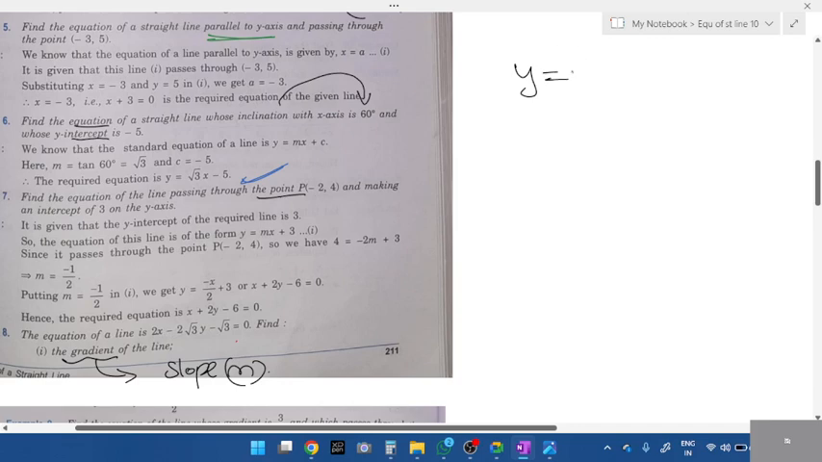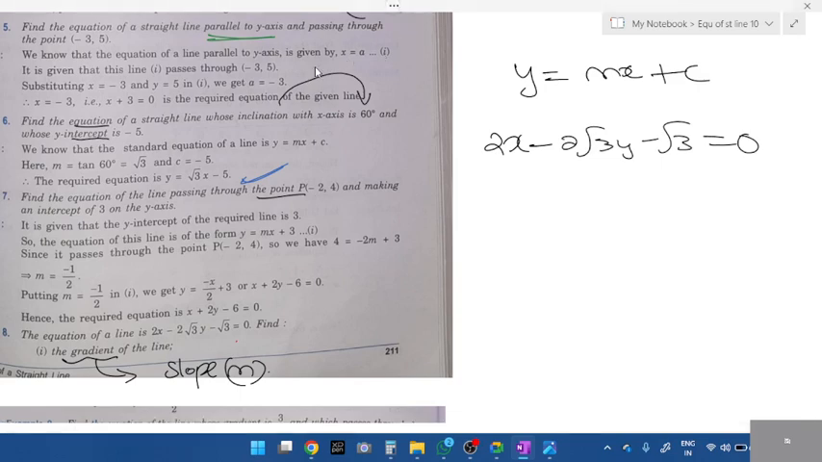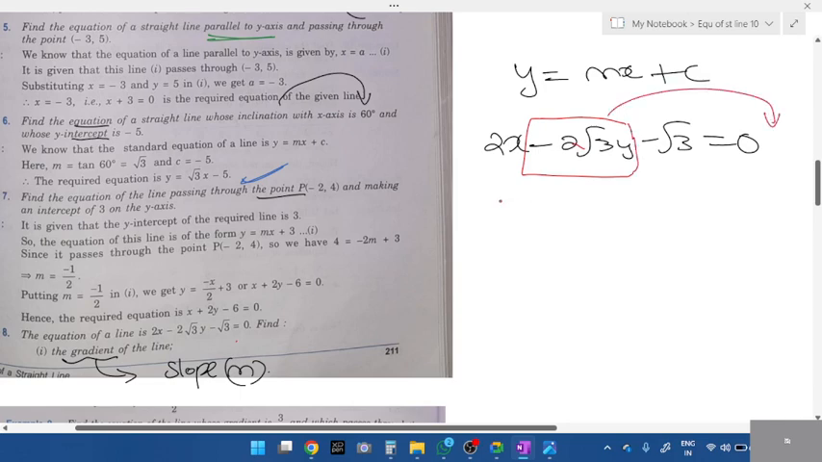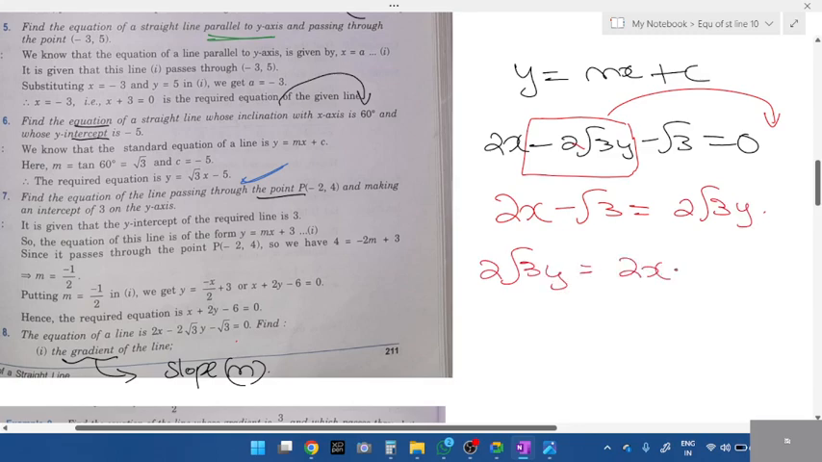y is equal to mx plus c. The equation is 2x minus 2 root 3 y minus root 3 is equal to 0. How do you convert this into the above equation? Can all of you respond? y should be on the other side. Can you see this y, students? y shifted to the other side. 2x minus root 3 is equal to how much? 2 root 3 y. I'll rearrange this: 2 root 3 y is equal to 2x minus root 3. Is this clear?